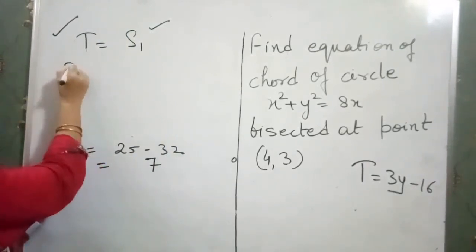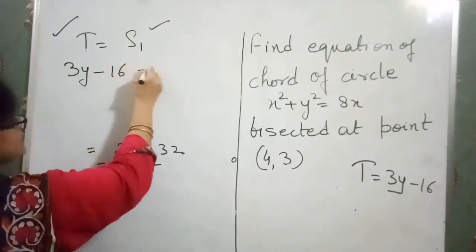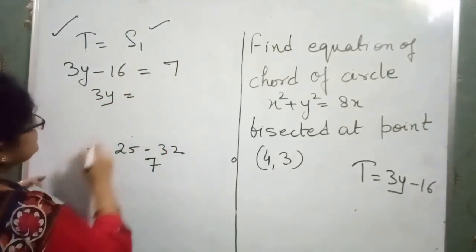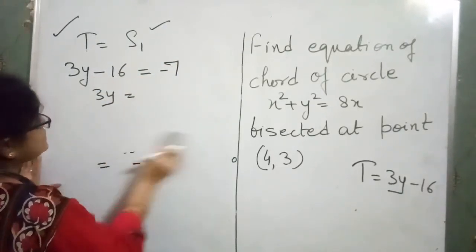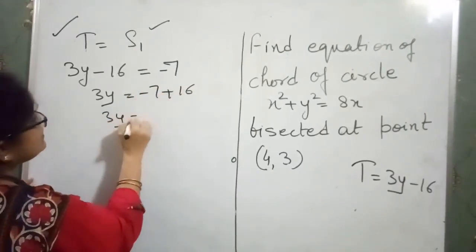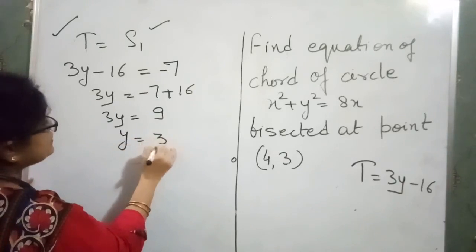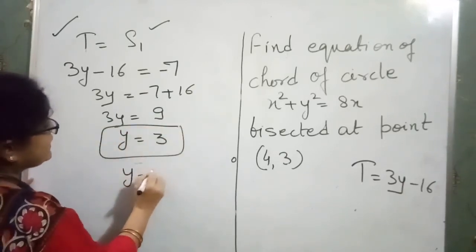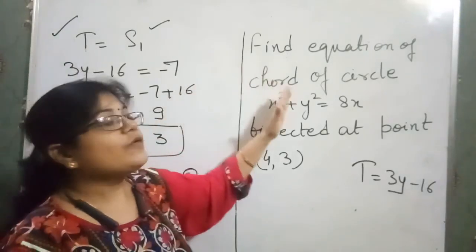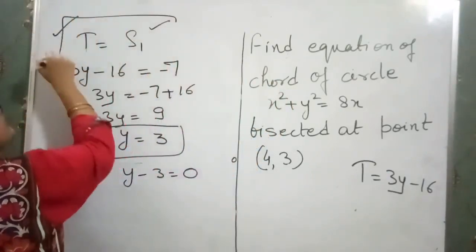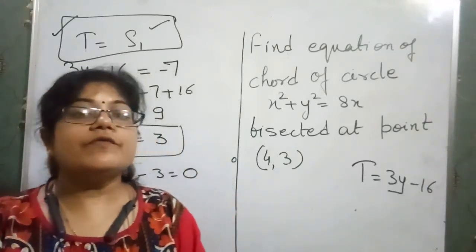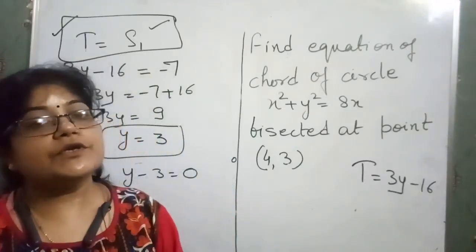So for T we write 3y minus 16 is equal to minus 7. So 3y is equal to minus 7 plus 16. 3y is equal to 9. That means y is equal to 3. So this is the equation of the chord, or we can write y minus 3 is equal to 0. In this way, just learn that to find the equation of chord of a circle, we have to find T is equal to S1. Now I am going to explain to you how you will find the equation of the common chord of two circles.